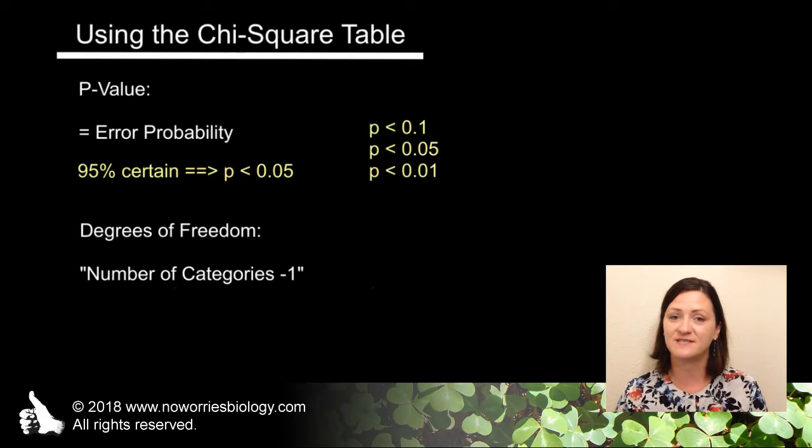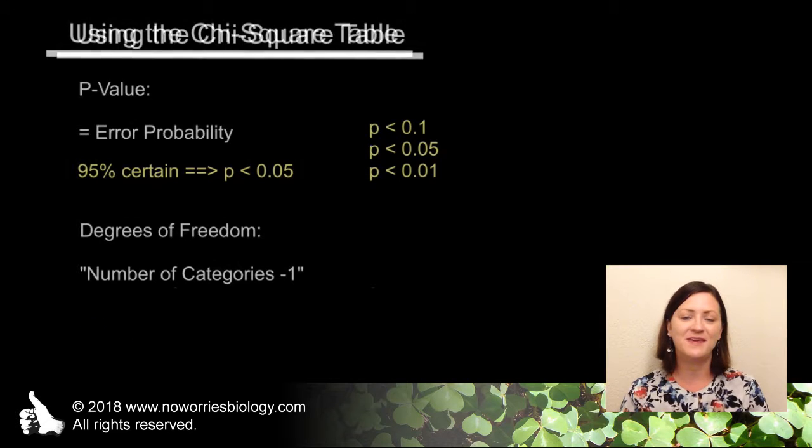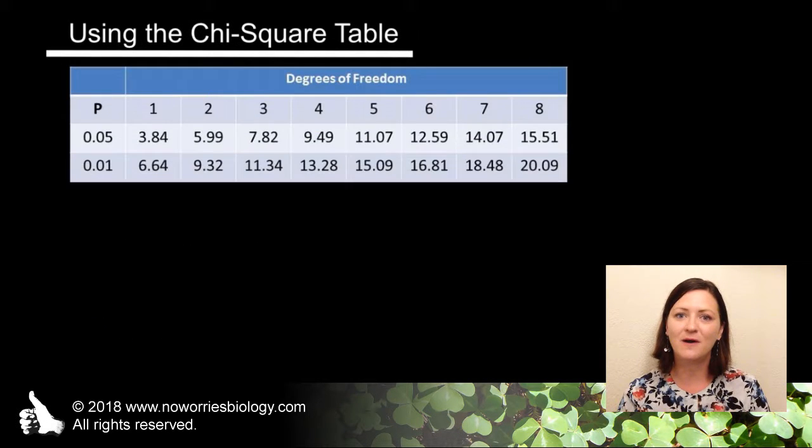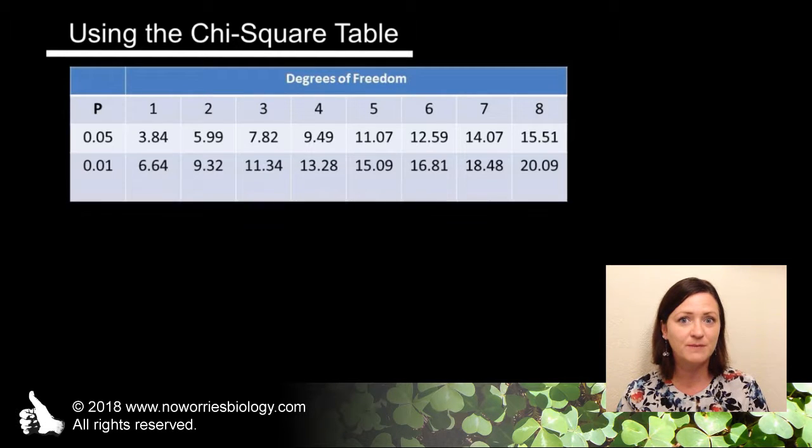With our die, we have 6 categories because we have 6 different numbers of eyes. 6 minus 1 is 5, so we are dealing with 5 degrees of freedom. Now we are ready to look at the chi-square table. Here are the degrees of freedom, and here are the p-values used in biology. Because we said that we would work with a p-value of 0.05 and we have determined that we're dealing with 5 degrees of freedom, the critical value applicable to our set of data is 11.07.